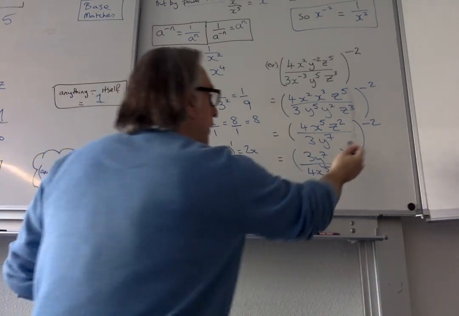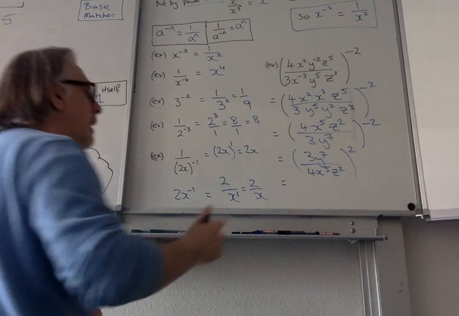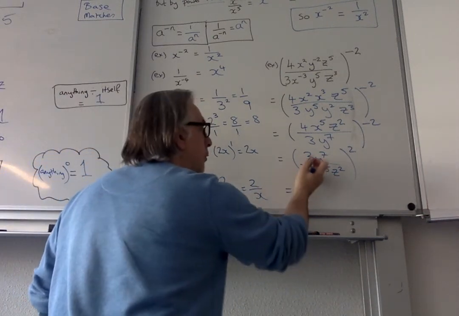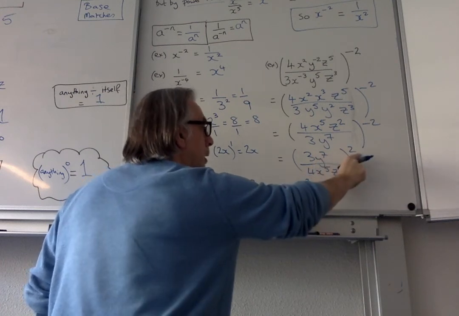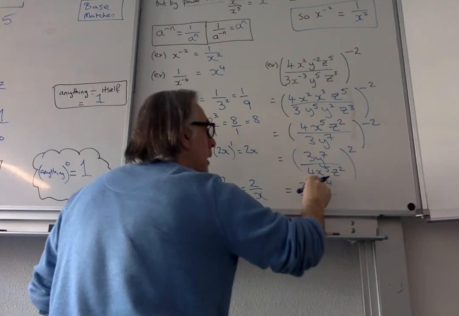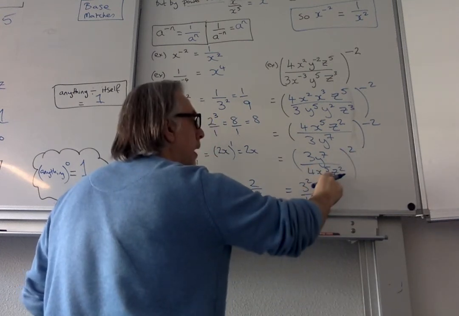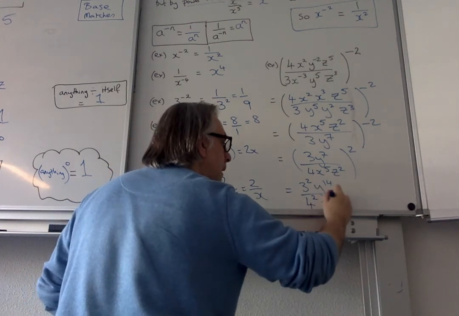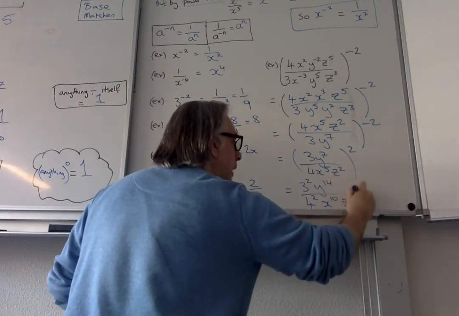And what do we do when it's outside? Is it add the powers, subtract the powers, or multiply the powers? It is multiply the powers. So it's 3 to the power 1, which is going to become 3 squared. Y to the 7, that means 7 times 2, so that's going to be y to the 14. The 4 to the power 1 is going to become 4 squared. X to the 5, times the powers, is going to become x to the 10. Z squared times that is going to become z to the 4.